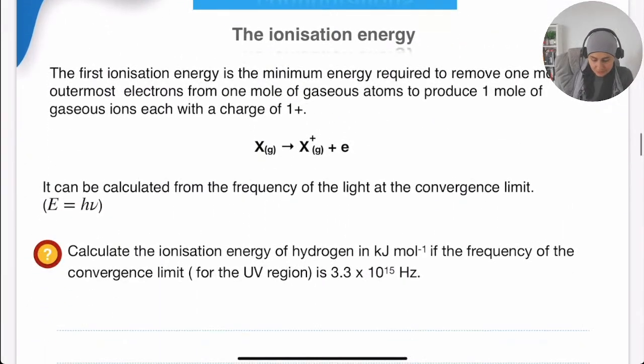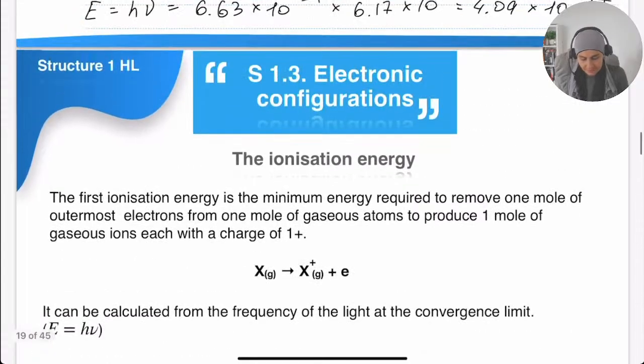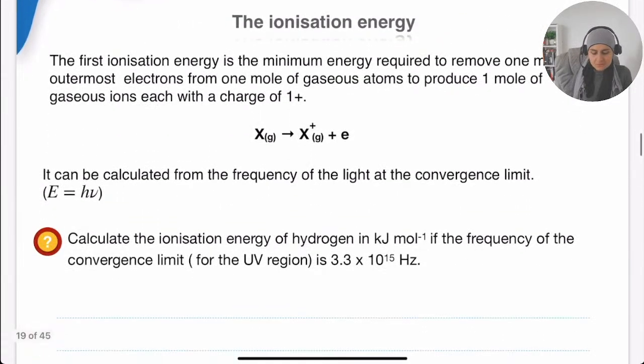The next bit is also an HL part. So the first ionization energy. Definition: the first ionization energy is the minimum energy required to remove 1 mole of the outermost electrons in the outer shell from 1 mole of gaseous atoms to produce 1 mole of gaseous ions, each with the charge of 1 plus. This is the 100% definition. You will never lose a mark on that.